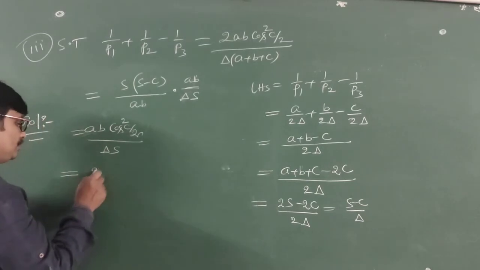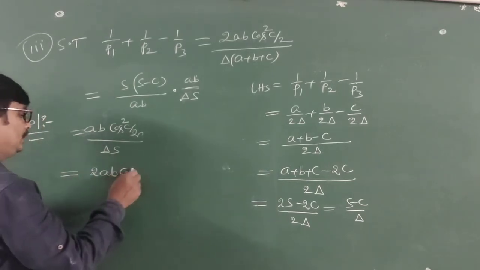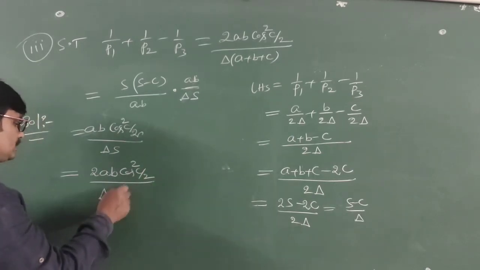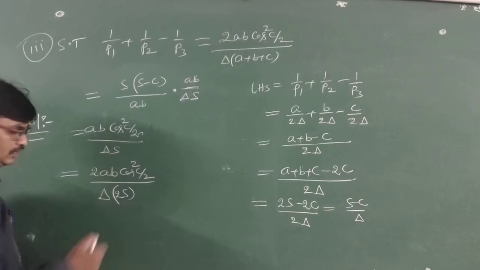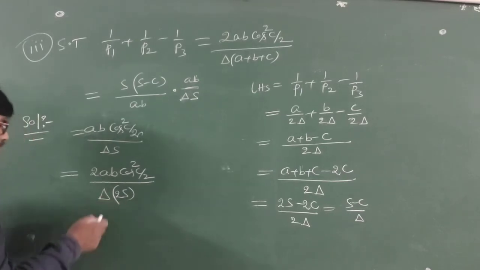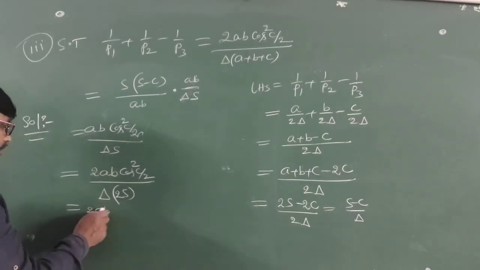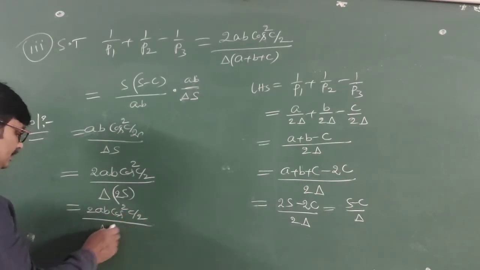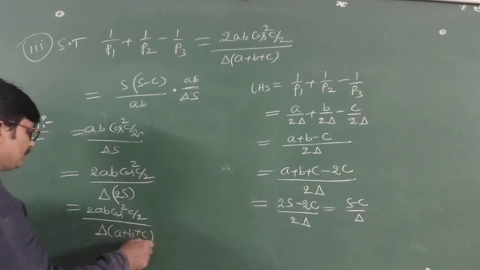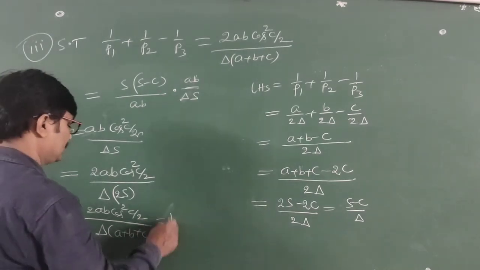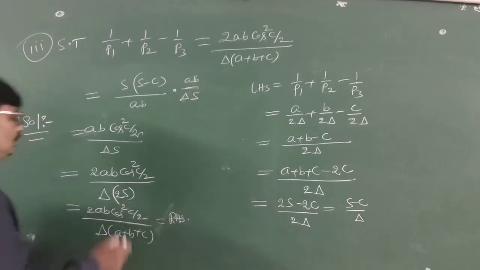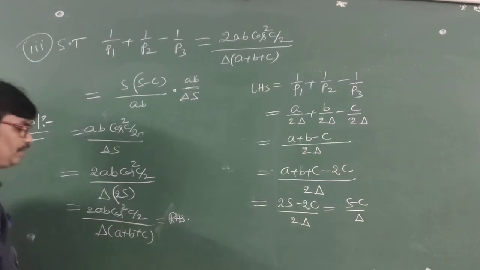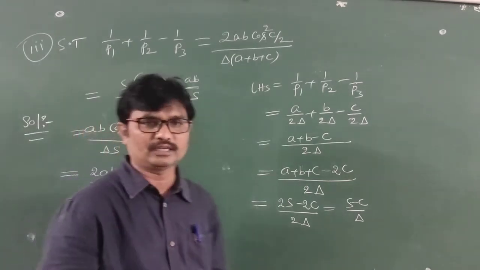In the next step we have to take 2ab cos square C by 2 by delta into 2s. We are taking 2 by 2. The 2s is nothing but a plus b plus c. So students, 2ab cos square C by 2 upon delta into a plus b plus c. This is the right hand side, students. 2ab cos square C by 2 by delta into 2s is nothing but a plus b plus c.